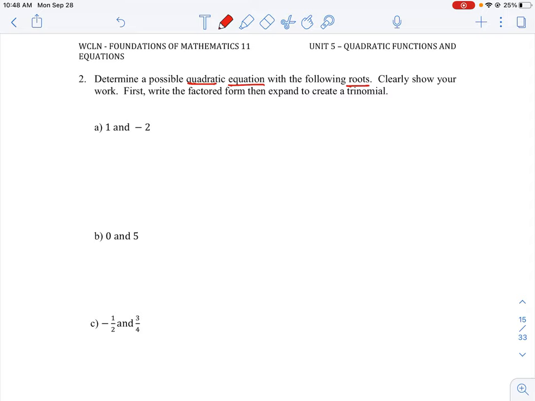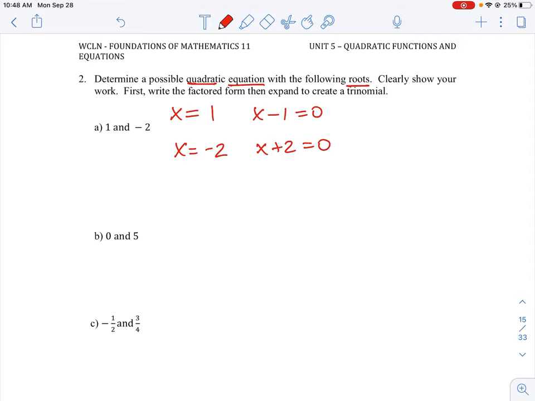Okay, so let's simply look at what this is. If they say the roots are 1 and negative 2, what that means is the solution for x, or the unknown, is x is equal to 1, and x is equal to negative 2. So this is an equation where we can actually rearrange this and work out what the factors are. So the way you want to approach this question is you say, okay, if x is equal to 1, that means x minus 1 is equal to 0, and this means x plus 2 is equal to 0.